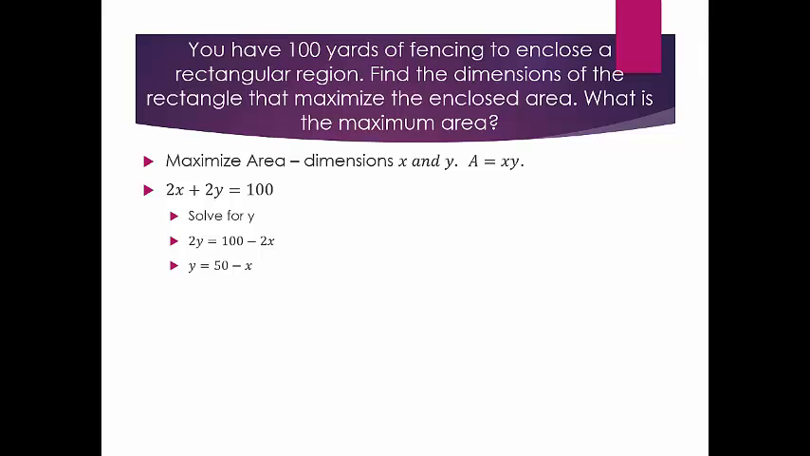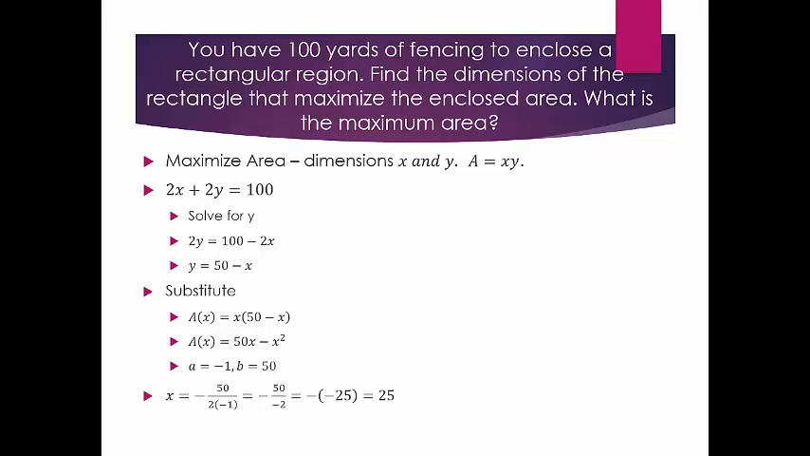Now we substitute 50 minus x for y in the formula A equals x times y. So A of x equals x times 50 minus x. We must distribute the x to both 50 and negative x, and we get 50x minus x squared. A equals negative 1, b equals 50. So now we're going to calculate x.